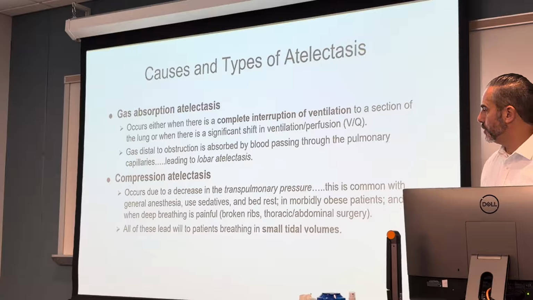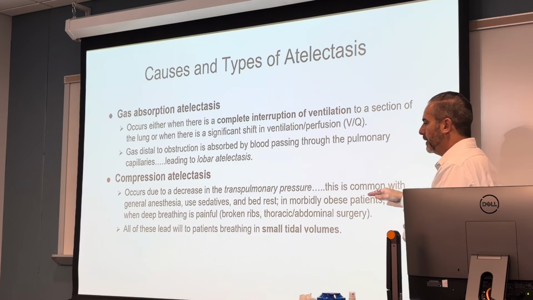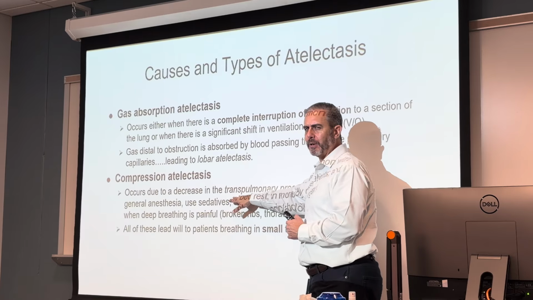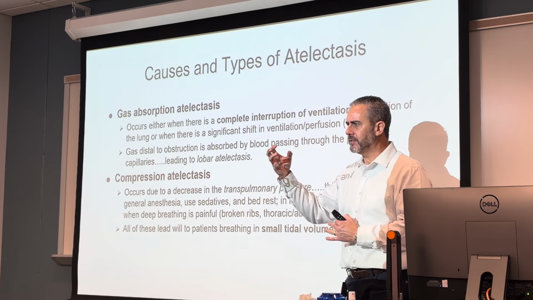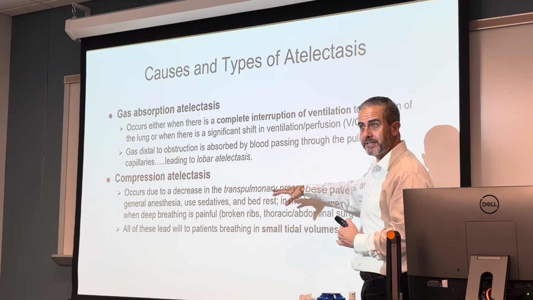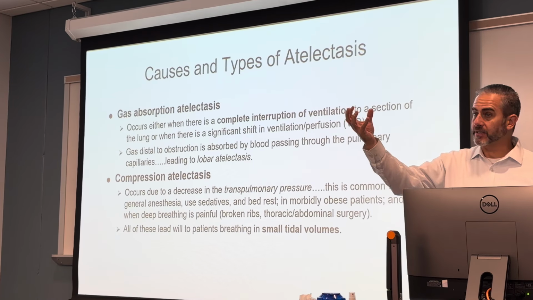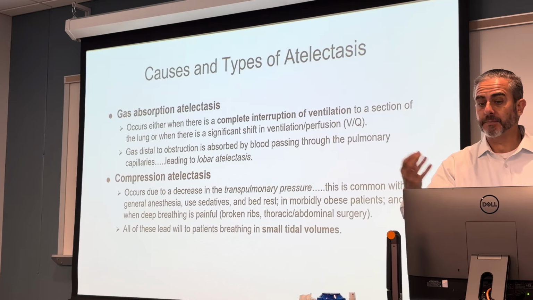Again, decrease in the transpulmonary pressure. Now, this goes back several weeks too. What was the purpose of the transpulmonary pressure gradient? Isn't that the pressure gradient that keeps the lungs open? Okay, so if that pressure gradient decreases, what happens to the lung? Instead of the lung being open, the lung begins to collapse or close.